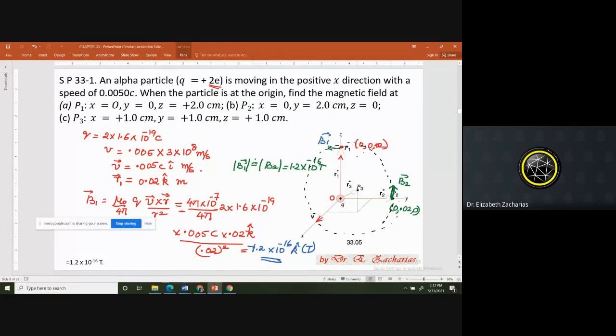Okay. Now there is also a second part of the problem. The second part of the problem is, what is the magnetic field at a point P3? P3 is going to be just a random point. You have to find out what is the magnetic field at a point P3. So P3 is going to have coordinates 1, 1, 1. So somebody should help me do that problem.